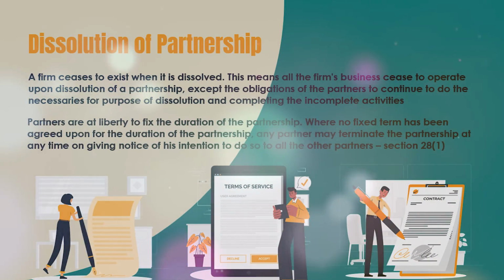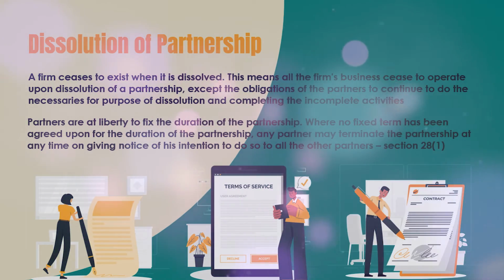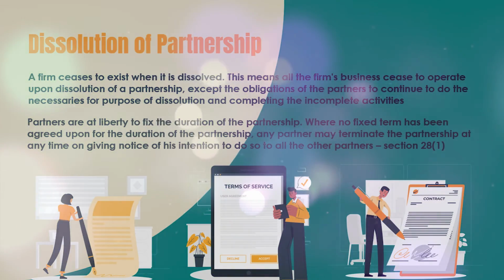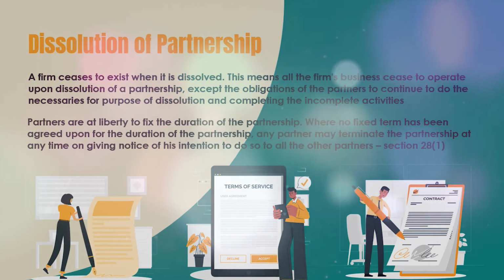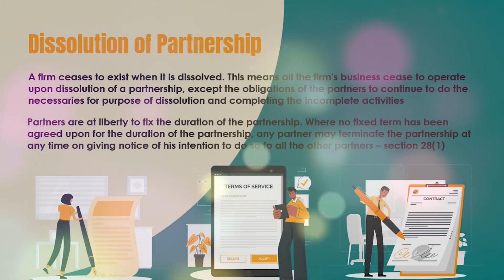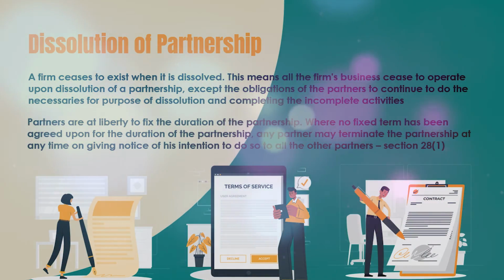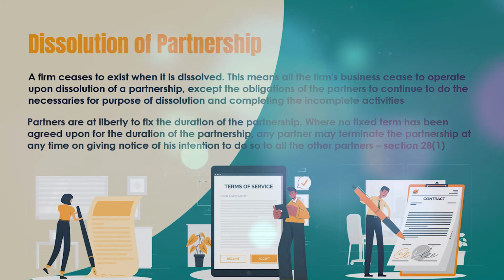Next is the dissolution of partnership. A firm ceases to exist when it is dissolved or terminated. This means all the firm's business ceases to operate upon dissolution of a partnership, except for the obligations of the partners to continue to do the necessary things for the purpose of dissolution and completing the incomplete activities.